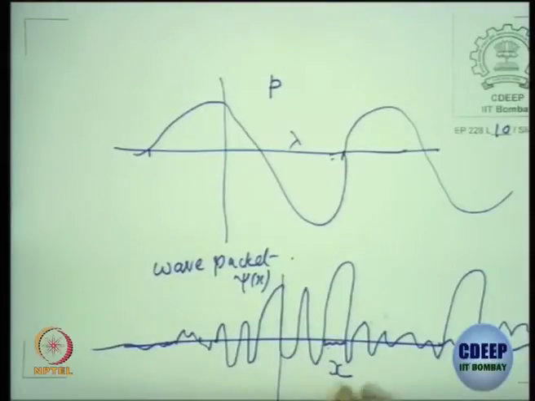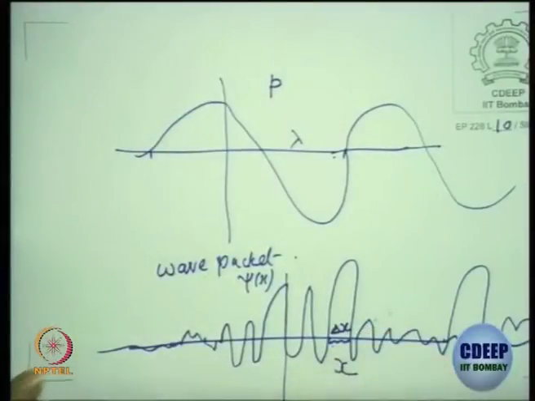You can make it even shorter by taking all possible wave numbers from minus infinity to plus infinity. If you do that, then this region, which I can call delta x, could get more and more shorter, and you can actually say that this particle is localized here, but its momentum is not. Its position is well defined, but momentum is not defined.